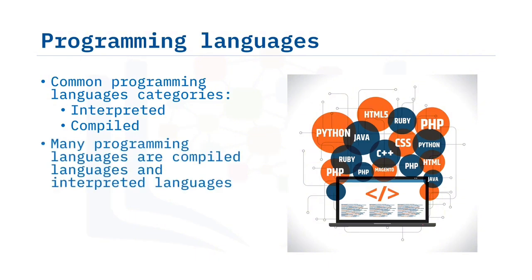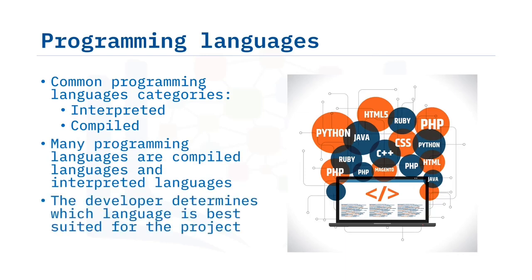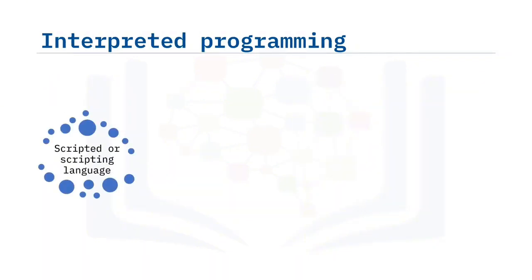These are broad categories, and there are many programming languages that are classified under compiled languages and interpreted languages. The purpose of the project helps a developer determine which programming language is best. Interpreted language is also commonly referred to as scripted or scripting language.